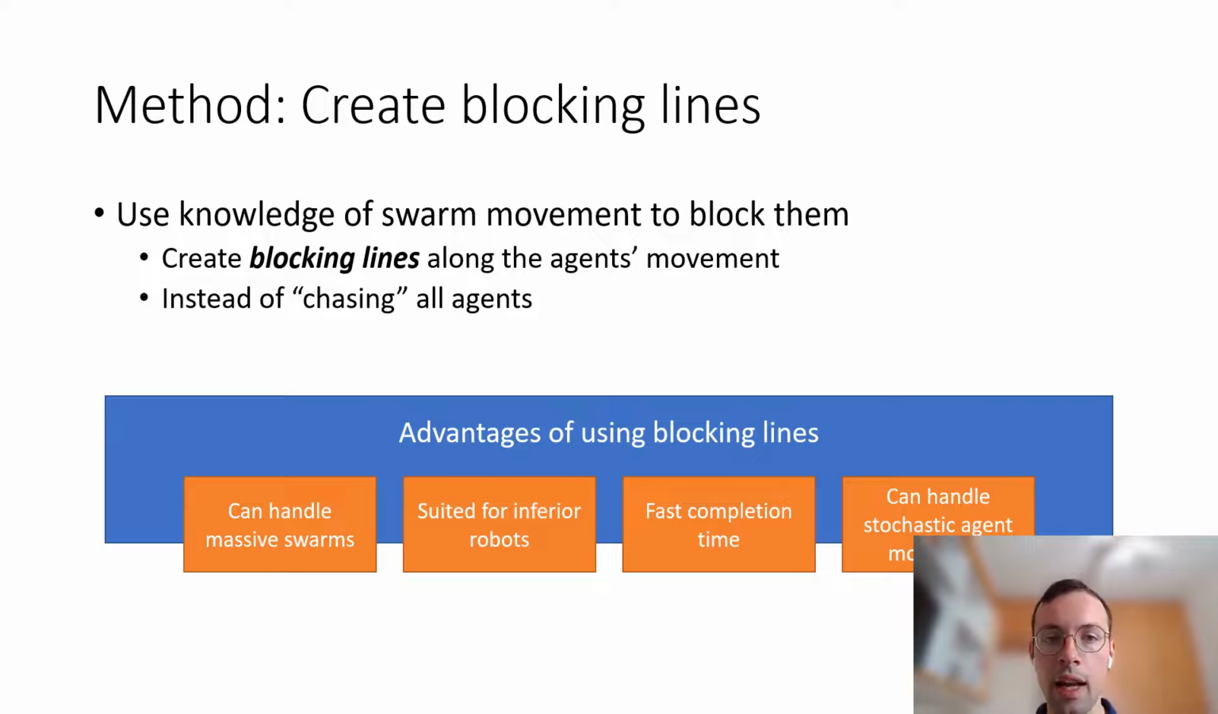The use of blocking lines instead of conducting chases has many advantages. Among them, first, scalability and handling massive swarms. Second, it is suited for inferior, few, and slow robots. Third, it has a fast completion time. And finally, it is more suited to handle stochastic agents.